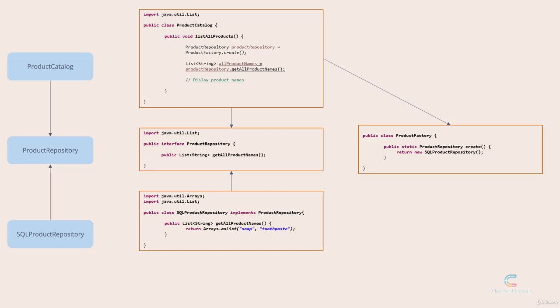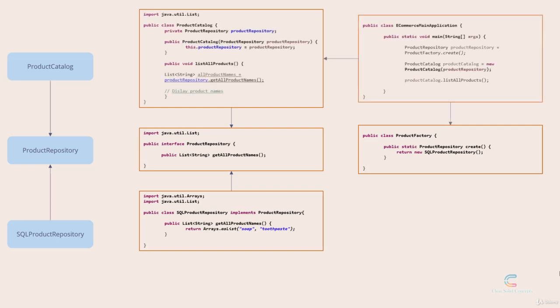Let's see how that looks like in code. We have a constructor now for the product catalog class, which takes in a product repository object. We also have a class with a main method that creates and makes use of the product catalog class. It will first call the factory method, get the instantiated SQL product repository object, and then invoke the constructor on the product catalog class by passing on the newly instantiated object.